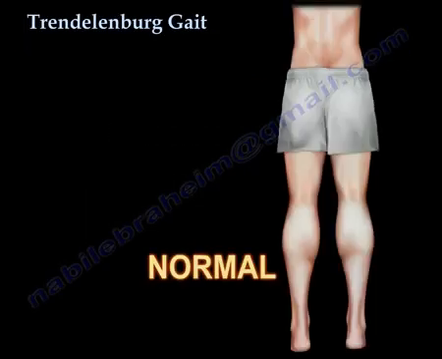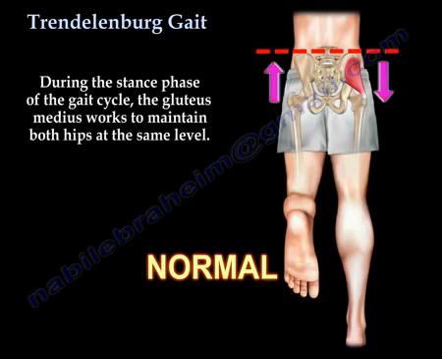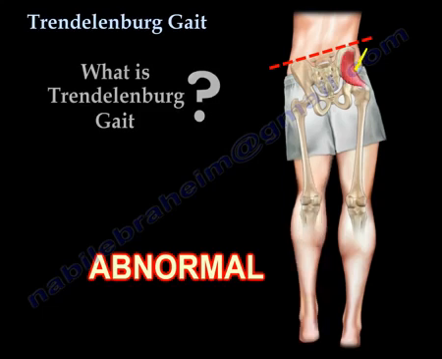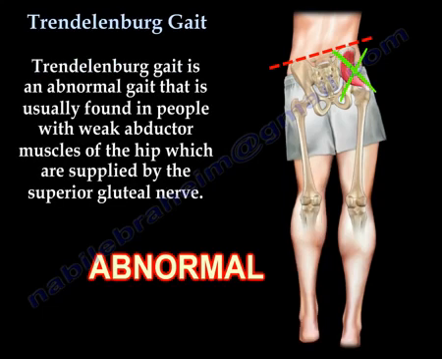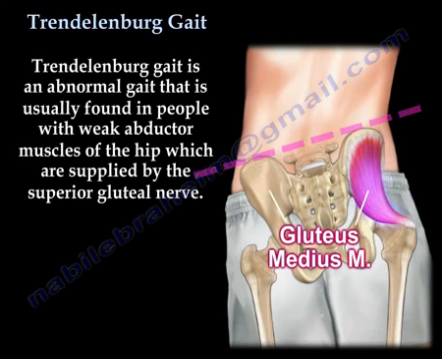Trendelenburg gait. During the stance phase of the gait cycle, the gluteus medius works to maintain both hips at the same level. What is Trendelenburg gait? Trendelenburg gait is an abnormal gait that is usually found in people with weak abductor muscles of the hip, which are supplied by the superior gluteal nerve.